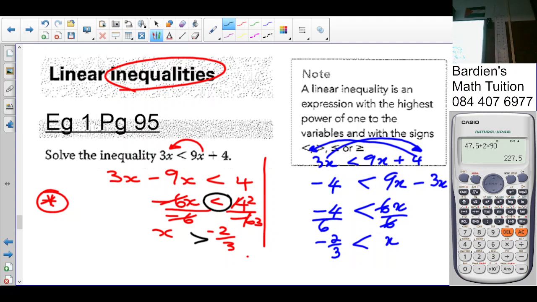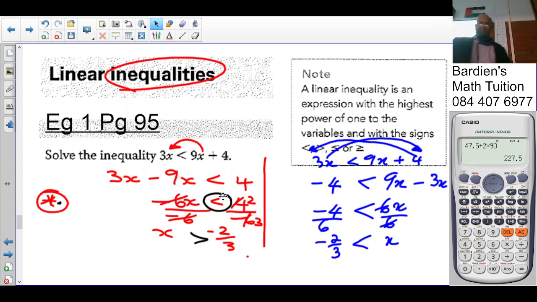X is more than or greater than negative 2 over 3. Look at the sign. X is more than negative 2 over 3. Can you see the sign? So that is very important. When you're dividing or multiplying by a negative, you will swap the inequality around. Okay, you guys got it?